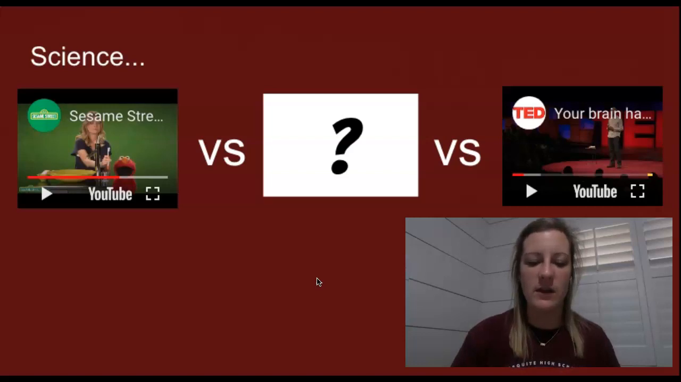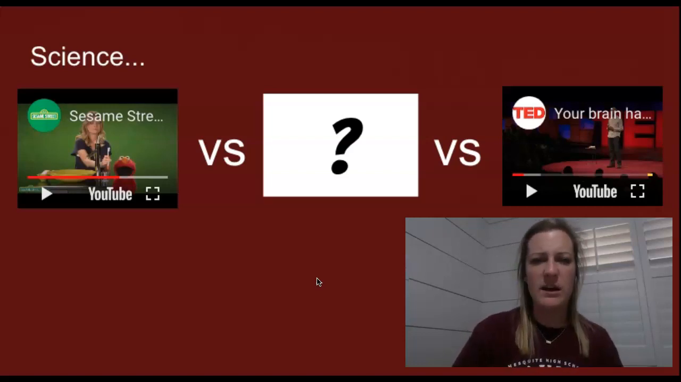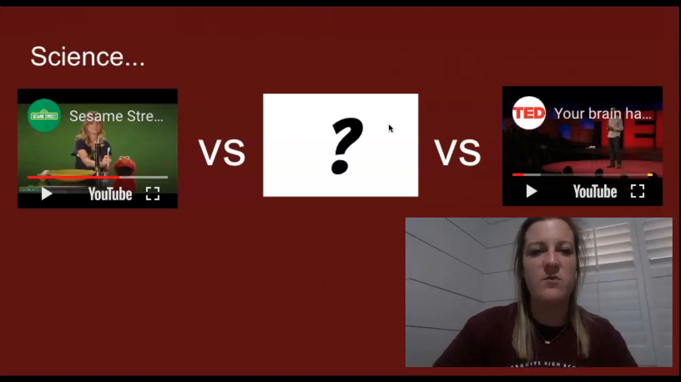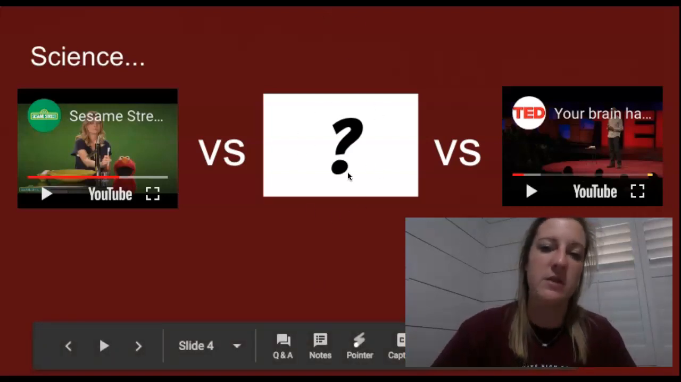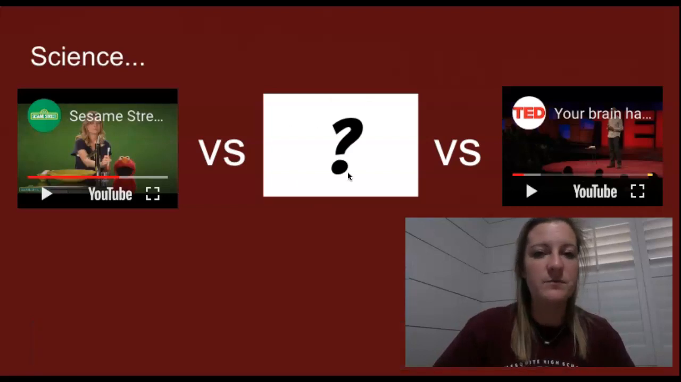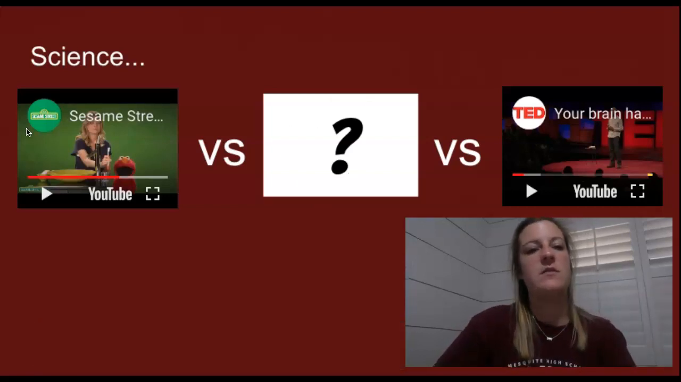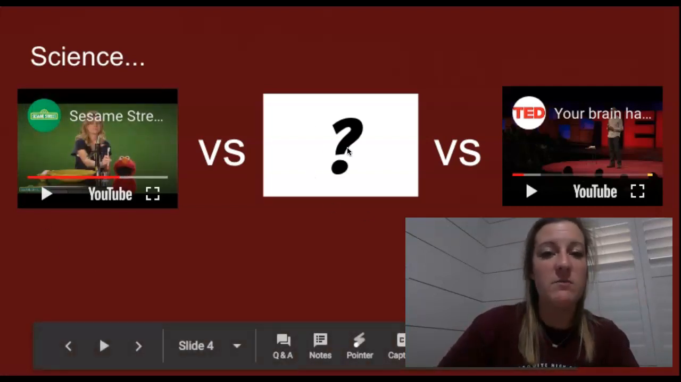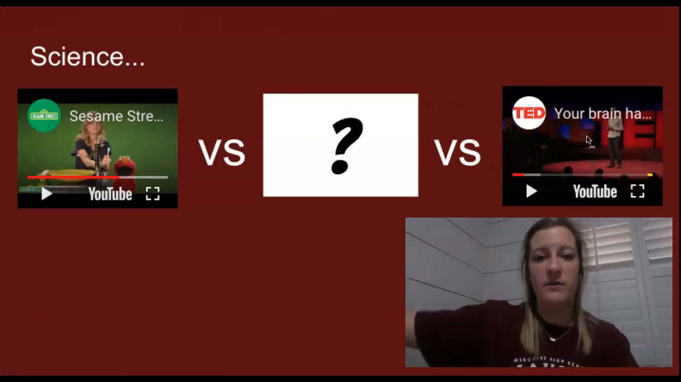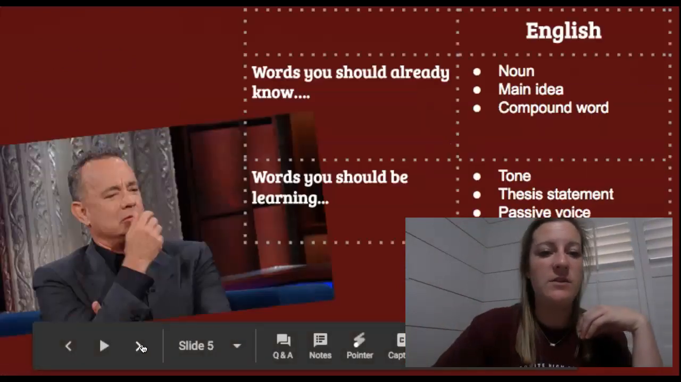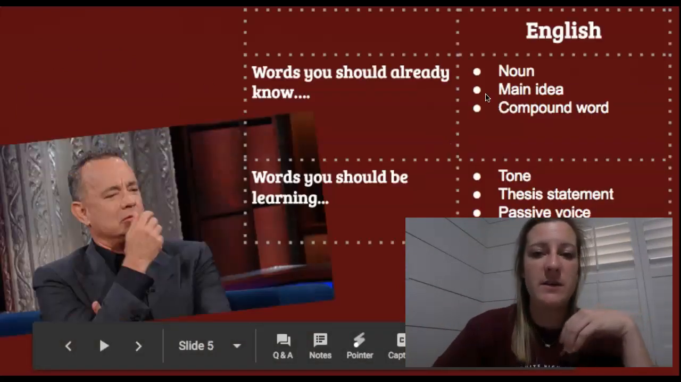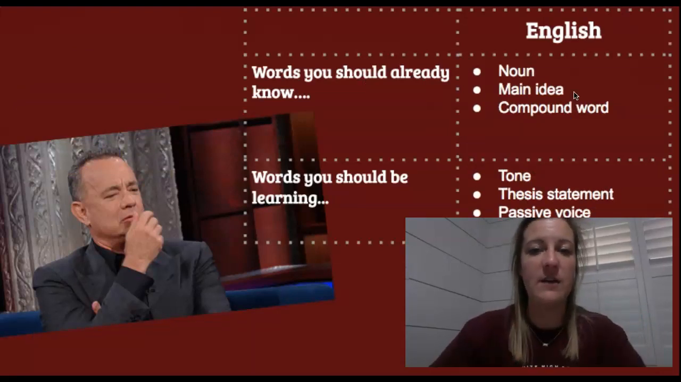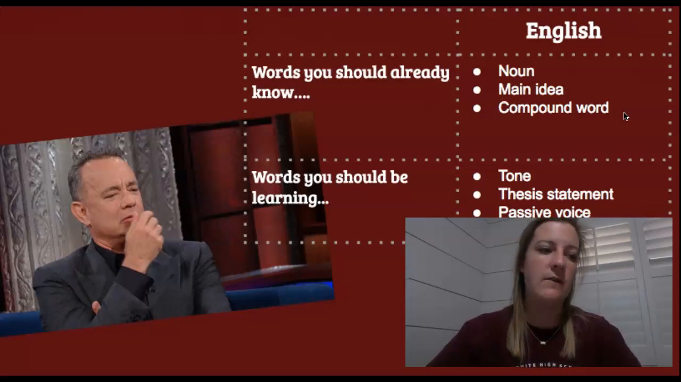They're very high level, and it's just that this standard is more focused on what you will be able to understand based on what you know. Okay, so this is the science example of that lower extreme, what you should know or what you can figure out, and then the higher extreme, which is just above what you've learned. To give you an English example, things that you've already been exposed to in the content of English: noun, main idea, compound word. These are things that you should already know, or things that you have learned already.